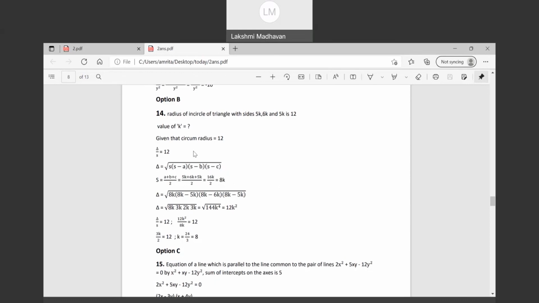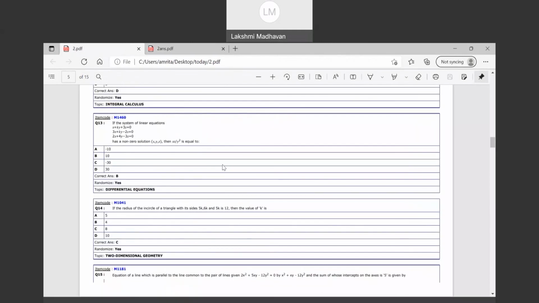So delta by s equal to 12. So it's 12k square by 8k, since s is 8k. So 12k square by 8k is equal to 12. Just solve this, and we can have the value of k which is asked in the question. So it's a really simple question to answer. Just manipulate the things that are given in the question to reach the answer. That's the only part.